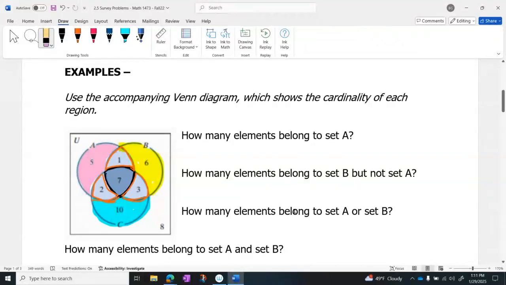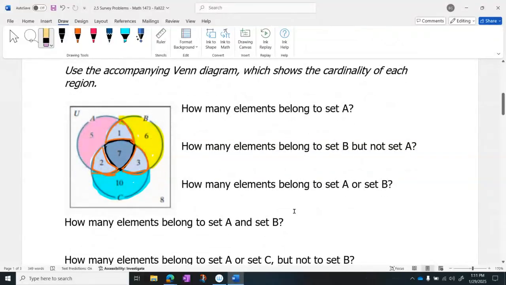And we are going to answer the questions based on the information from the Venn diagram. The first question, how many elements belong to set A? Set A is represented by the circle A here. All right, we need to find out the cardinality of set A. Means we need to figure out how many elements in the circle. How do we do that? How do we know?